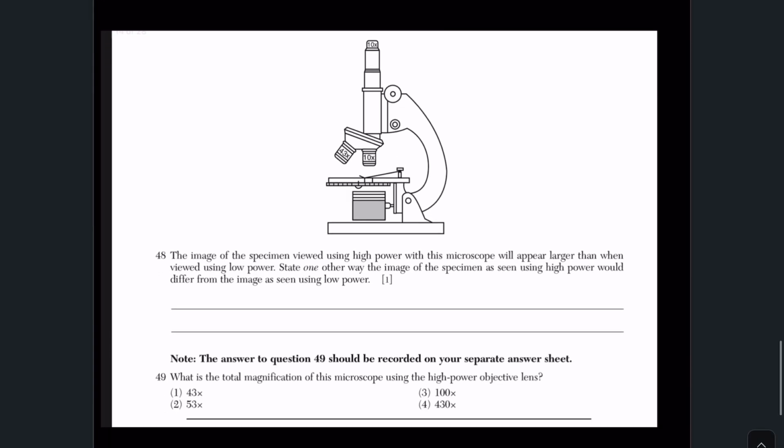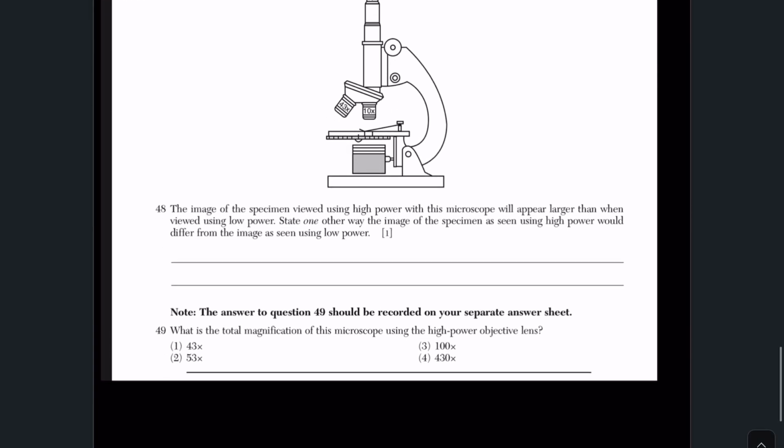Okay, so our next one is a question about microscopes. So it says, the image of the specimen viewed using high power with this microscope will appear larger than when viewed using low power. State one other way the image of the specimen as seen using high power would differ from the image seen using low power. So this is asking us about the changes that occur when you switch from low power to high power.